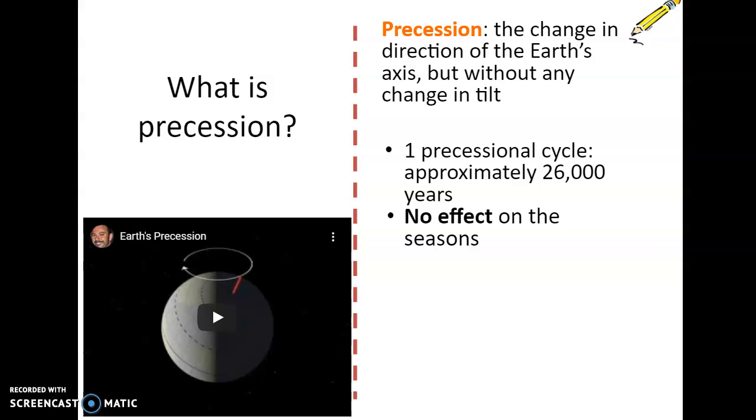That's a really long time. And this has no effect on our seasons. If you want to watch this video that's in the bottom corner, I'll play it really quickly. It does have some sound, but it just demonstrates here how there is a change in direction of the axis, but there's really no change in tilt.